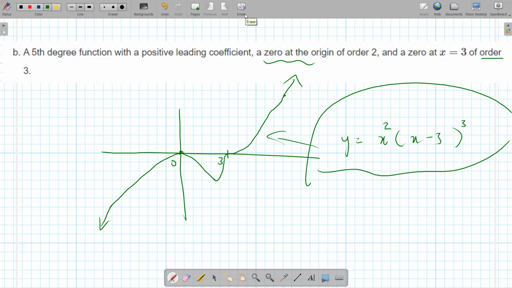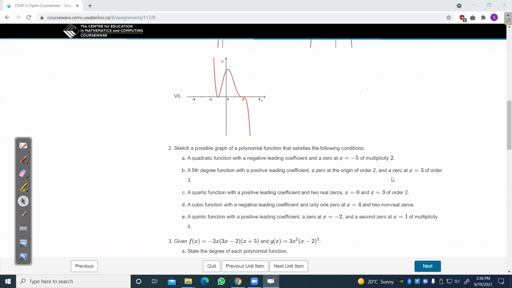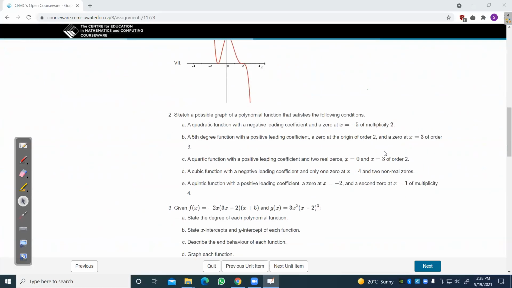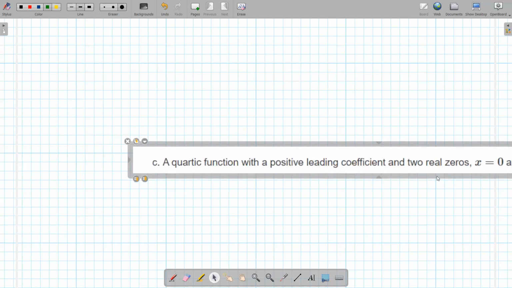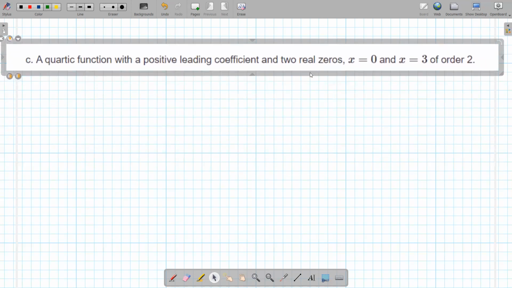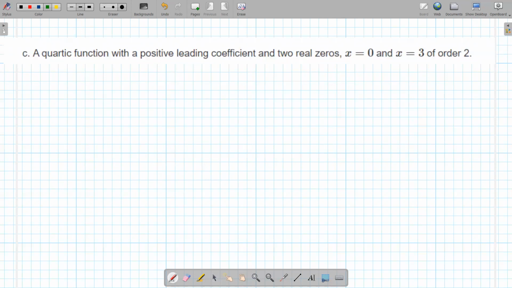That makes sense because 2 plus 3 is 5. Do you know the difference between multiplicity, order, and degree? Order is just the exponent, the power outside the bracket, and degree is adding those up.